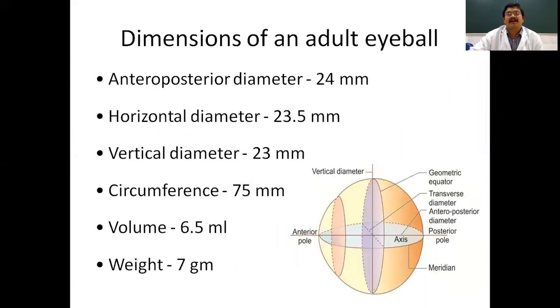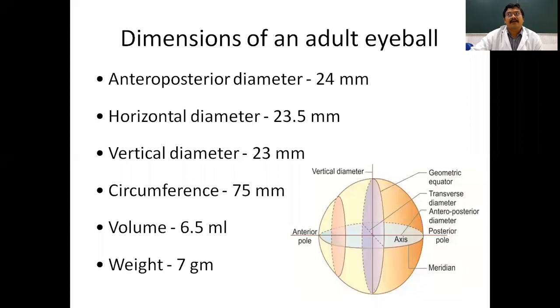Let's look at the dimensions of the adult eye. The anteroposterior diameter of the adult eye is 24 millimeters. The horizontal diameter is 23.5. The vertical diameter is 23 millimeters. The circumference is 75 millimeters. The volume is 6.5 millimeters, and the weight of the eye is 7 grams. These are the average values.